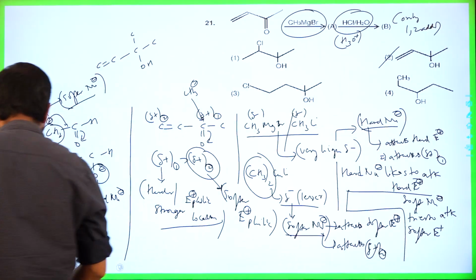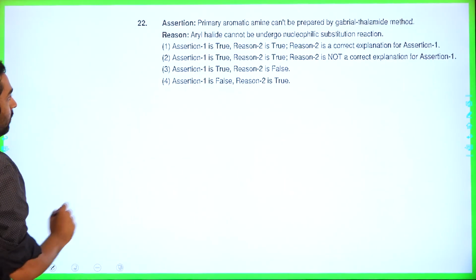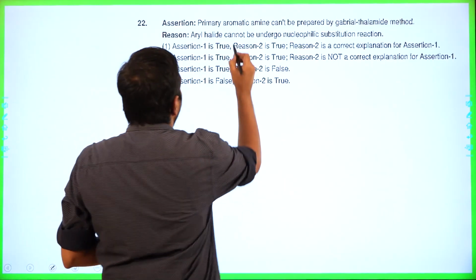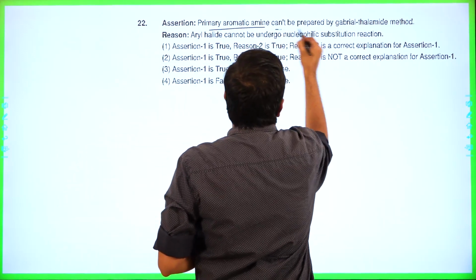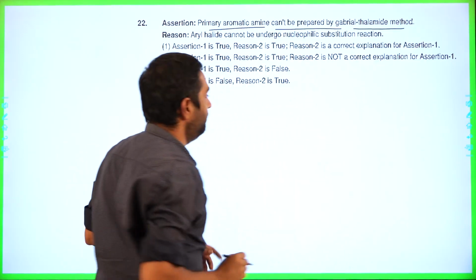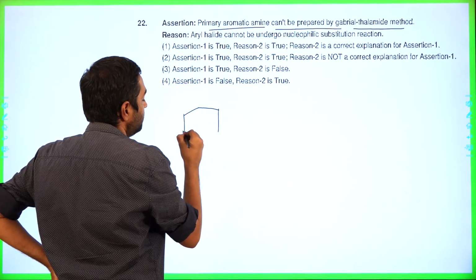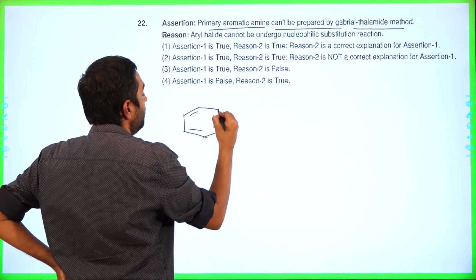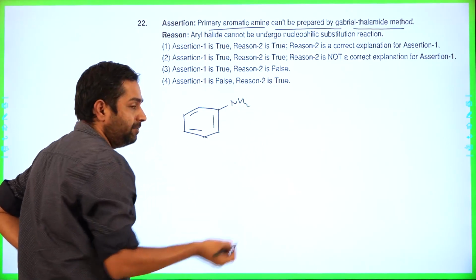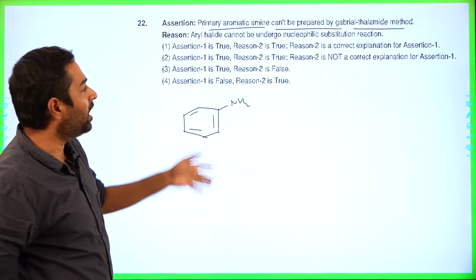Let us get to the next one. Primary aromatic amine can't be prepared by Gabriel phthalimide method. Let us talk about this now. What does primary aromatic amine mean? Let us take a simple example. This is a primary aromatic amine, aniline. Aniline, they are telling, cannot be prepared by this particular method.